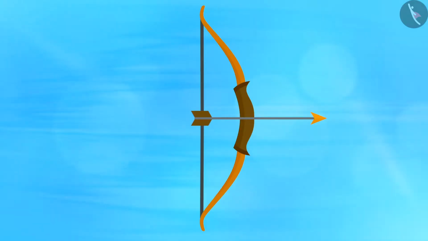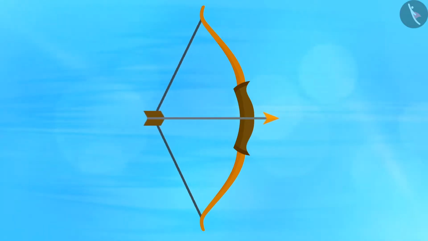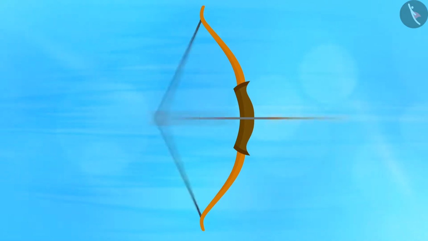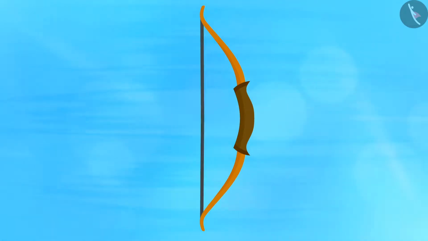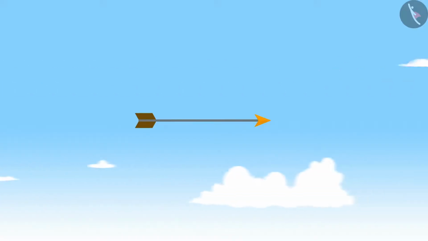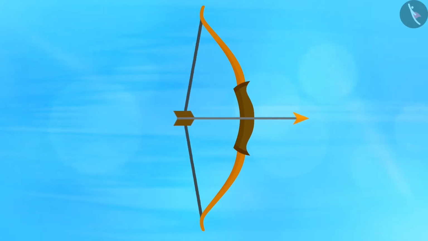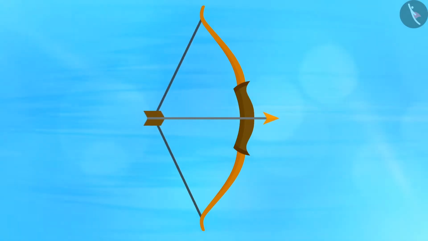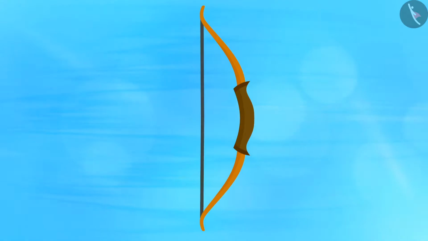Now, take a bow and an arrow. Place the arrow on the bow with one end supported by the string. Now, stretch the string and release the arrow. You will notice that the arrow flies off to a certain distance. The bow stores the potential energy when the bowstring is stretched. And then this energy changes to the kinetic energy of the flying arrow.